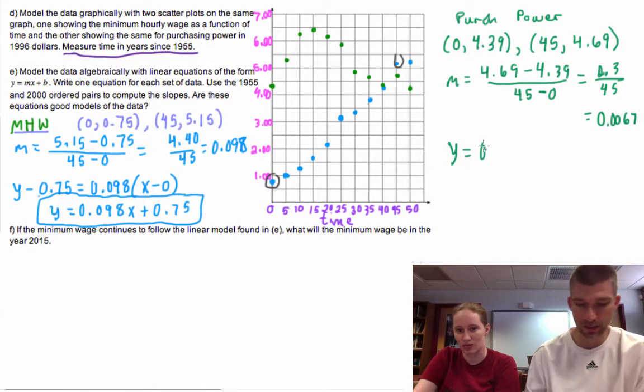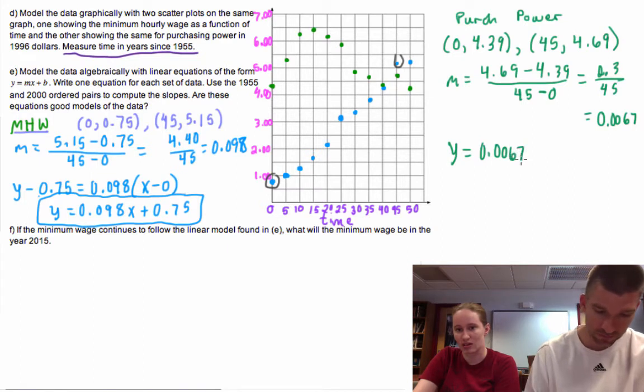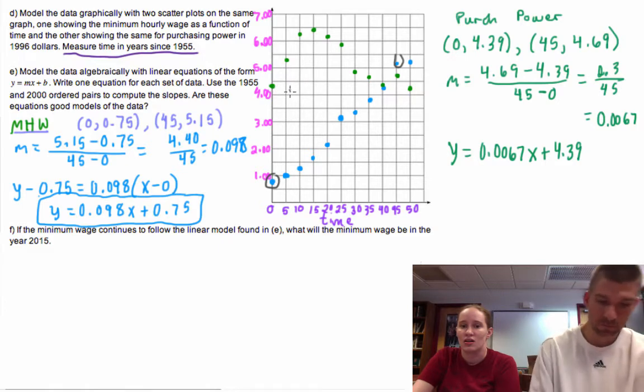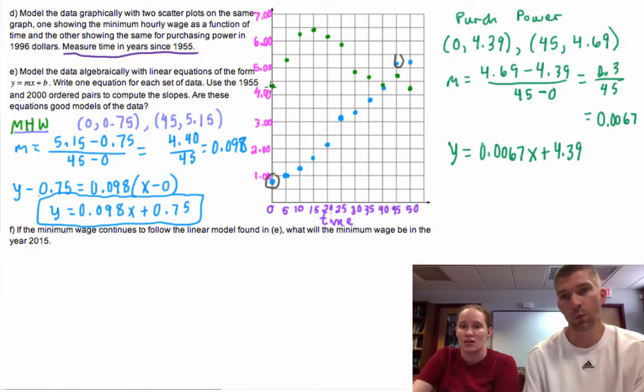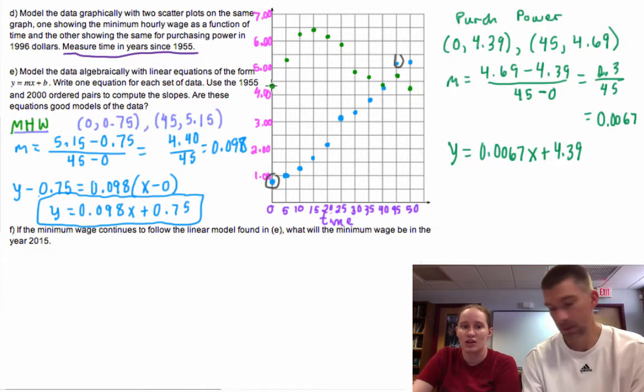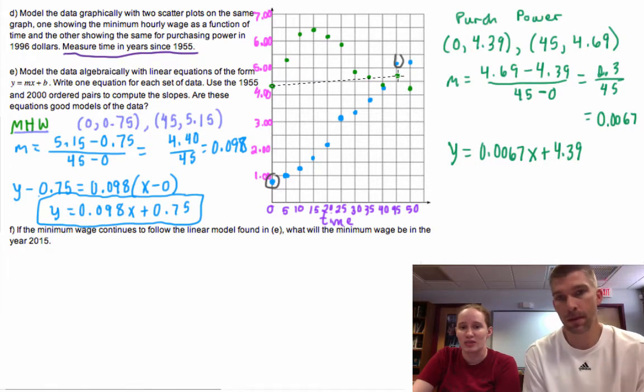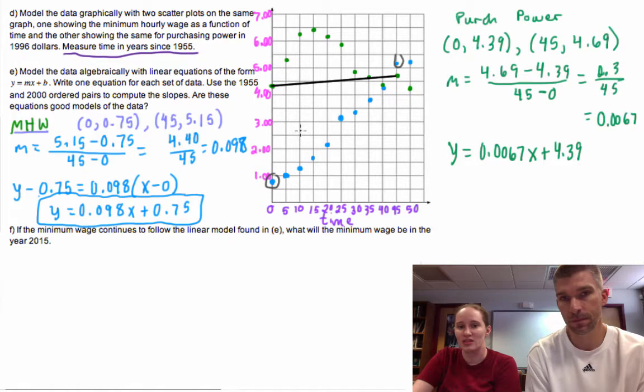So y equals 0.0067x plus 4.39. And I'll do a complete regression here. Wow, it doesn't match at all. Not even close. But either way, it wouldn't have been a very good representation. This is the line that we just found. Does that at all represent this data well? No, not at all.